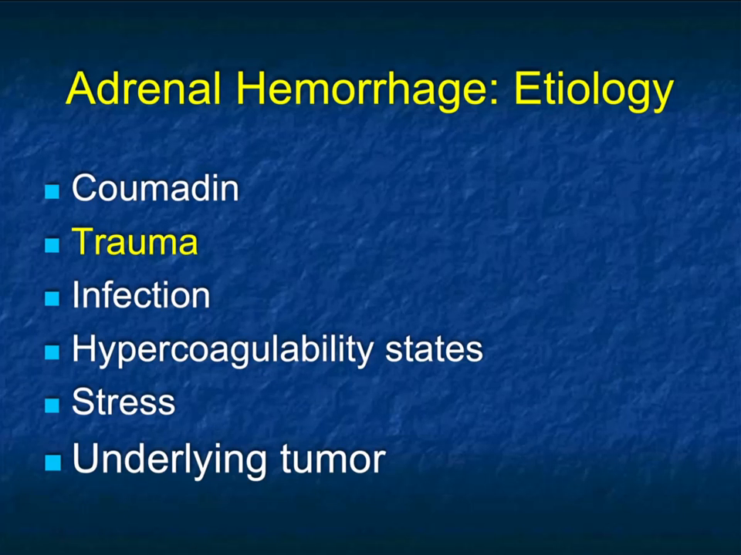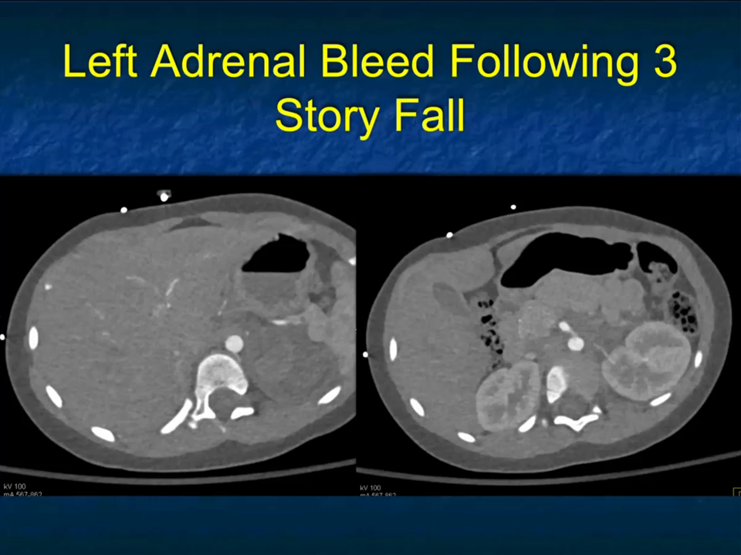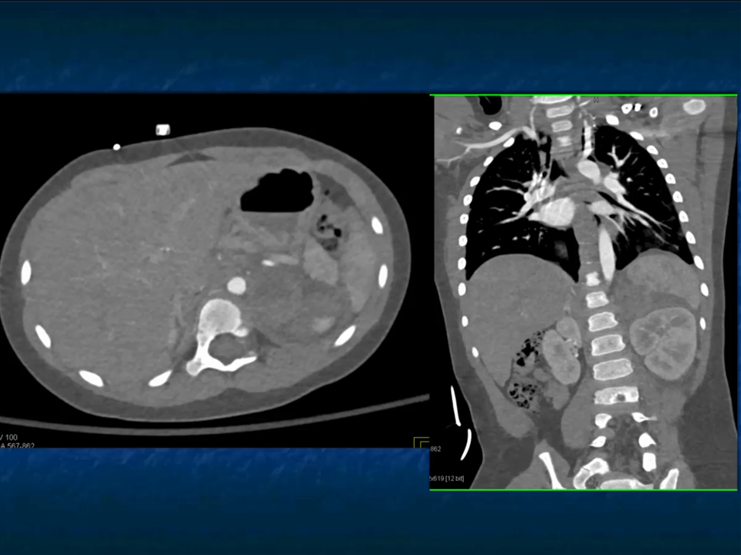Now, another cause is trauma. Now, the thing about trauma is the patient typically has a history. The patient fell 3 stories. I mentioned before also, hemorrhage is most common in the right adrenal gland and often associated with a liver injury or renal injury. In this case, you can see hematoma, the high density left adrenal gland, large bleed.